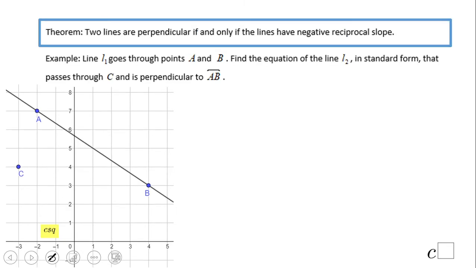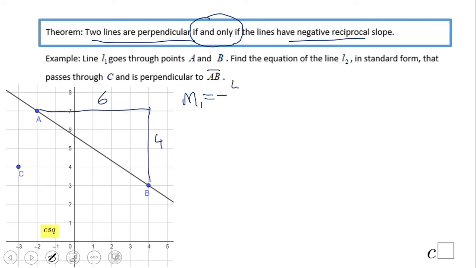Now, let's take a look at the second concept, which is perpendicular lines. If you notice here, two lines are perpendicular, again, if and only if, very strong statement, they have negative reciprocal slopes. So how much was the slope of AB, which I call M1? You remember, 4/6, negative because it's going down, so it's negative 2/3. The slope of the second line, and that is very important to remember, is what? You flip the original one, and you change the sign. That's the meaning of this negative reciprocal.